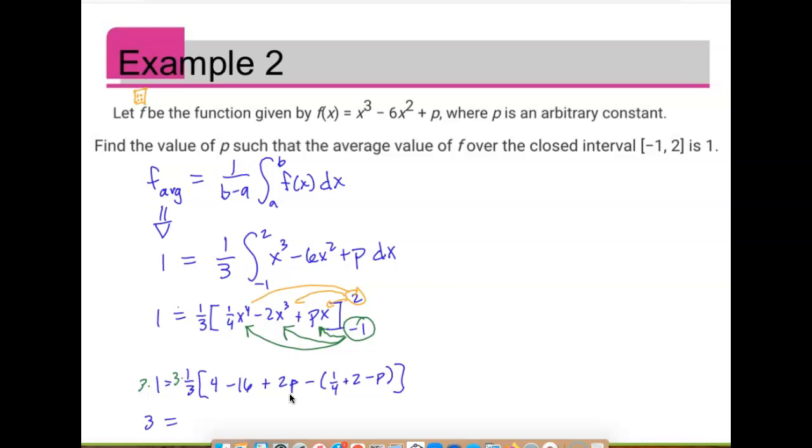Now I got 3 equals, I don't know, 4 minus 16 is -12. You see, here's what's annoying, right? What's 2 plus 1/4? 2 1/4? 9/4? Okay. So I get -12, I get minus 9/4. I get plus 3p, right? Yeah, it's not that bad. All right, so then that becomes add the 12, so we get 15 equals -9/4 plus 3p.